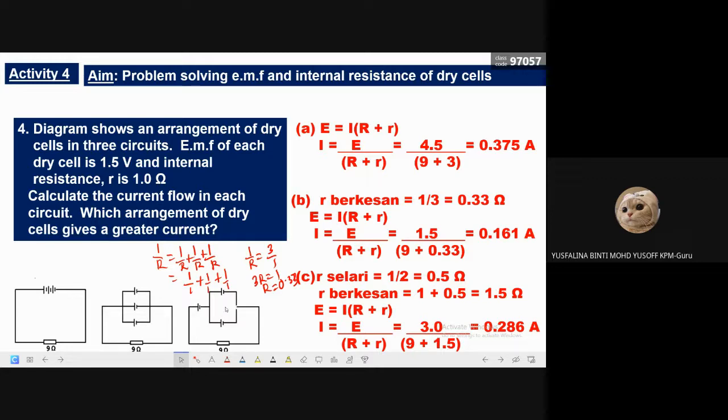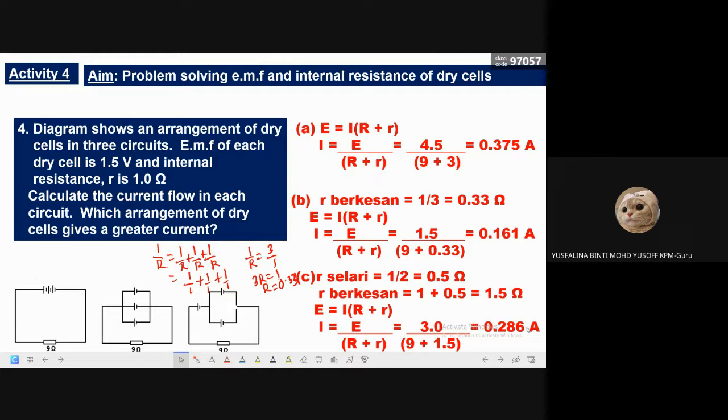This is just like how you solve a parallel and series circuit. You combine these two first, then it becomes series. So 1.5, then again you use the same formula. Your E now is 3 volt, because this one is 1.5 and the voltage is the same, 1.5, so 1.5 plus 1.5 is 3 volt. Then 9 plus 1.5, you get 0.286 ampere.